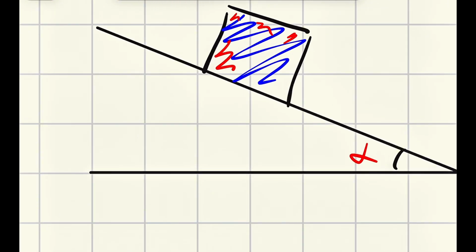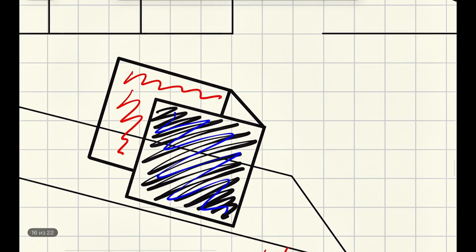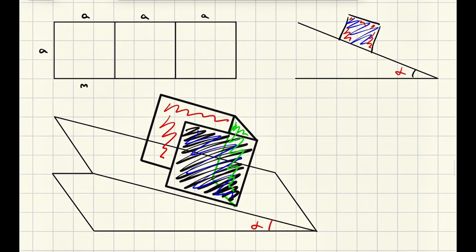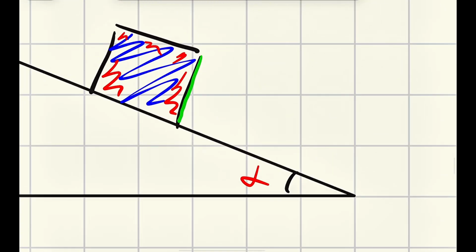Let me draw it something like this. What about the third side? Let me draw it with green maybe. What happened to this one? The thing is that it lies totally in this face, which is not visible to us right now. But I hope that you can imagine it.